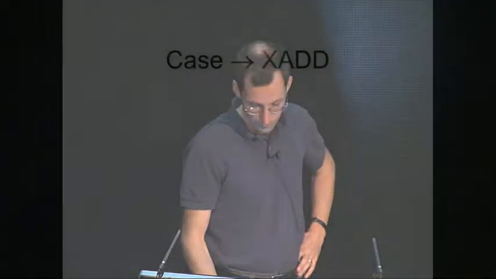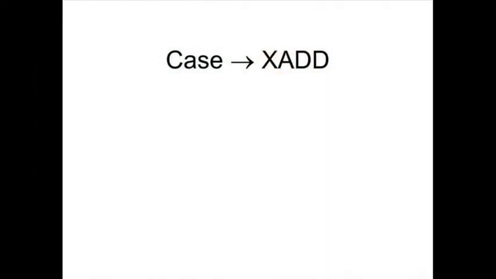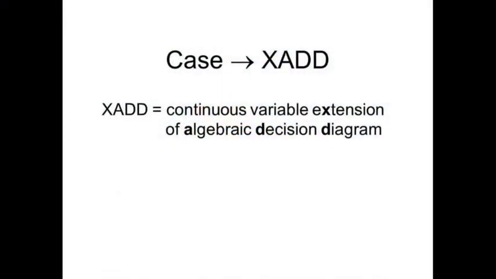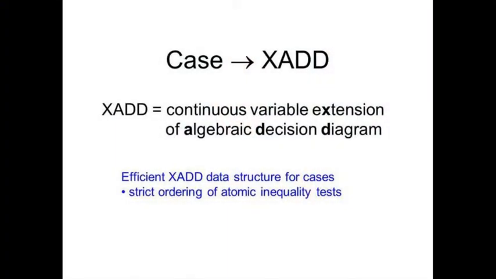Okay, so I want to point out the ADD not only exploits compactness in the function representation, but the operations. It also exploits efficiency of operations that exploit the compact structure. Okay. That was discrete. Now I want to go to the continuous case. I want to convert a case to the XADD. Okay, so I call this the extended algebraic decision diagram. XADD was cooler than CADD. Okay, so let me just show you what it looks like.